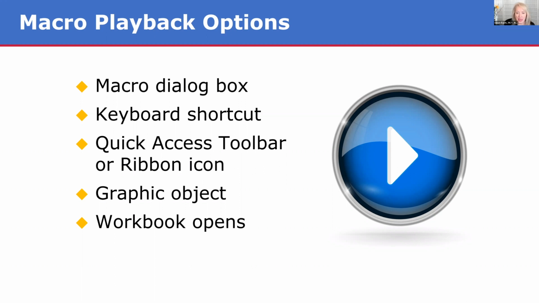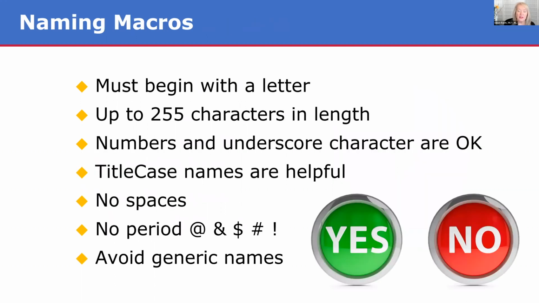Now, when we're creating a macro, you'll also be asked to name it. So there are some different things to keep in mind there too. First of all, the name of the macro, it should be descriptive, and it must begin with a letter. So you can have numbers, letters, or the underscore character, but the macro name must begin with a letter. You can have up to 255 characters in length.